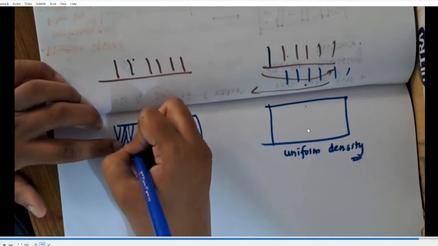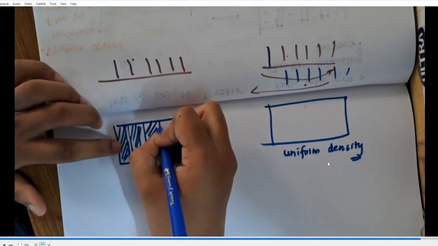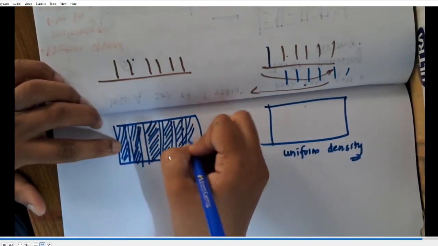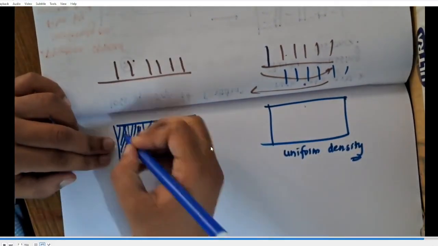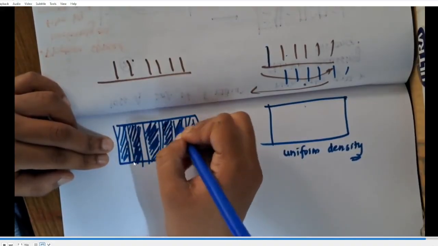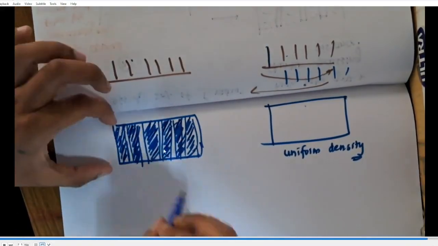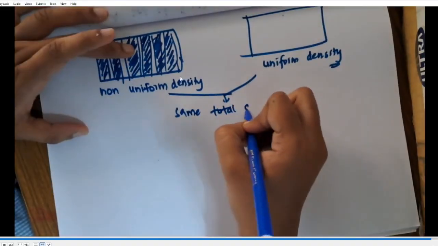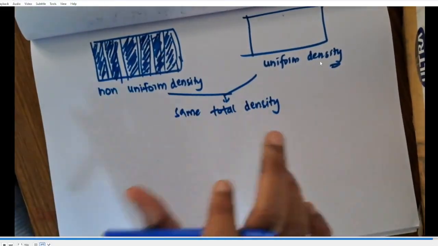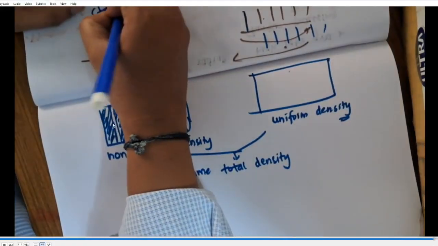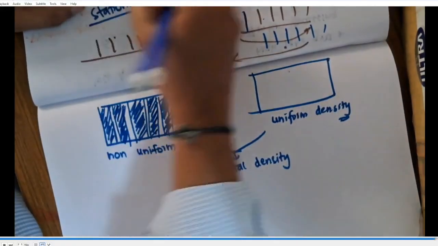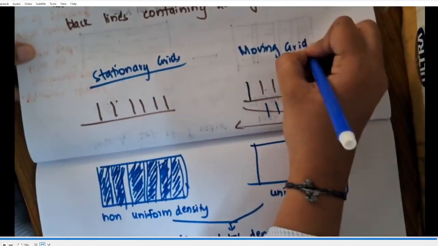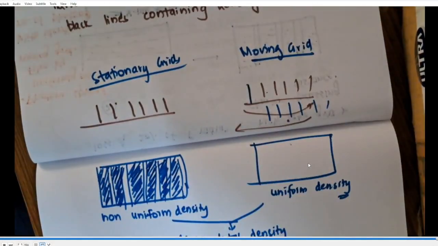So in moving grids you see uniform density, whereas in stationary grids there are narrow voids or grid lines seen between the density. So with a stationary grid there is non-uniform density, though the total density is the same, whereas with moving grids the density is uniformly spaced. So these are the two important things.